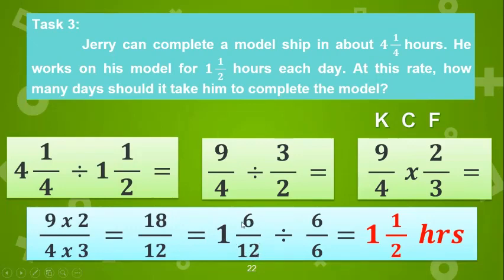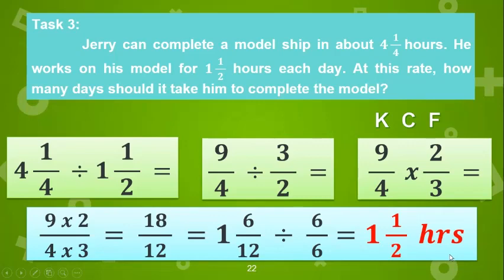In this case, 6 and 12 have a common factor, so we have to simplify further. So GCF 6: 6 divided by 6 is 1, 12 divided by 6 is 2. And of course you're going to affix the whole number, and don't forget to write your label, hours. So the final and simplified answer is 1 1/2 hours. Do you have any questions? Did you follow?